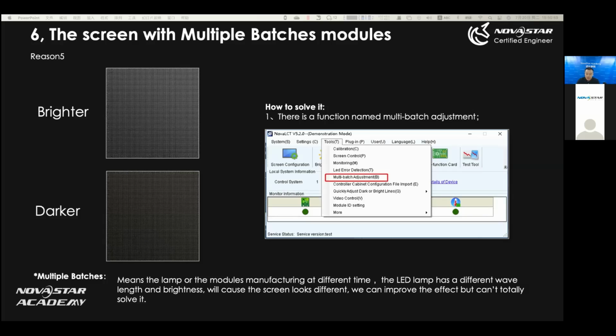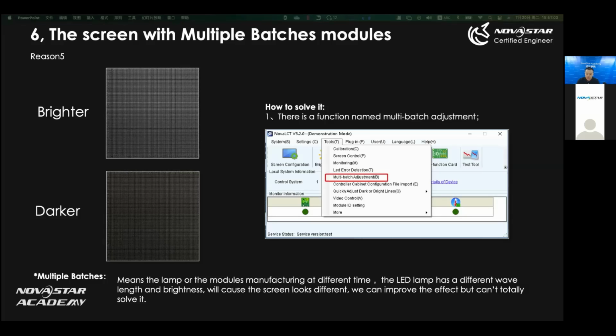Let's check these two pictures. The top one looks brighter, but the bottom one looks darker. So if we want to install them together as one screen, of course we can see the different brightness between them.